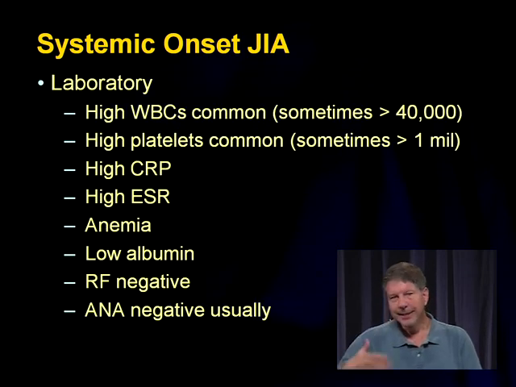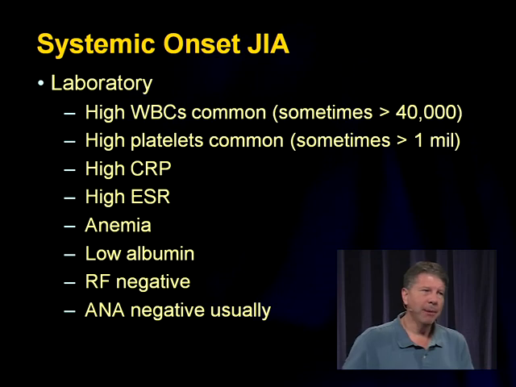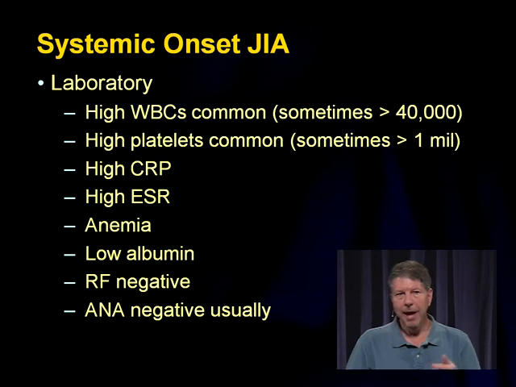Now, it's systemic, so you're going to see a whole bunch of lab abnormalities. They're going to have a high white count, sometimes greater than 40,000. They're going to have a high platelet count, acute phase reactant. They're going to have a high C-reactive protein, a high SED rate. They may have anemia. They may have a low albumin.